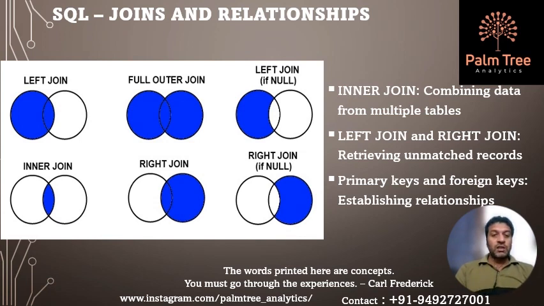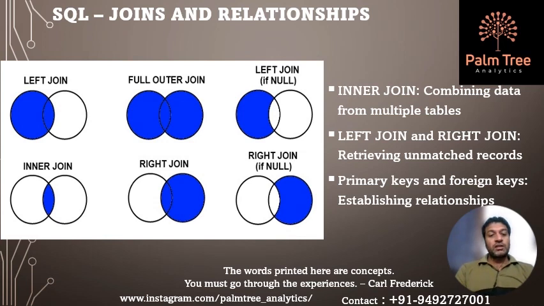Inner join. The most common type of join. Inner join returns only the matched rows between two tables based on a specified condition. It helps retrieve relevant data from related tables, ensuring data integrity.